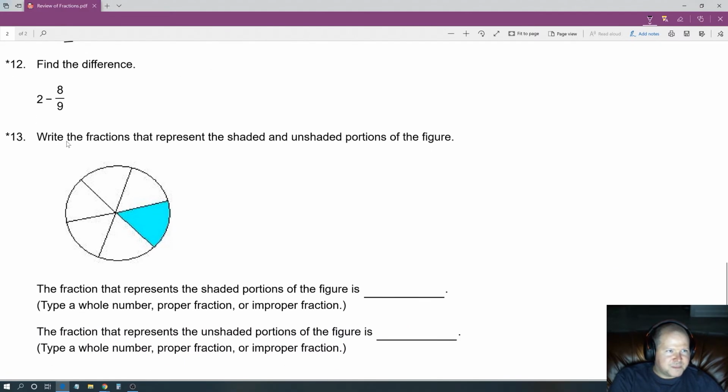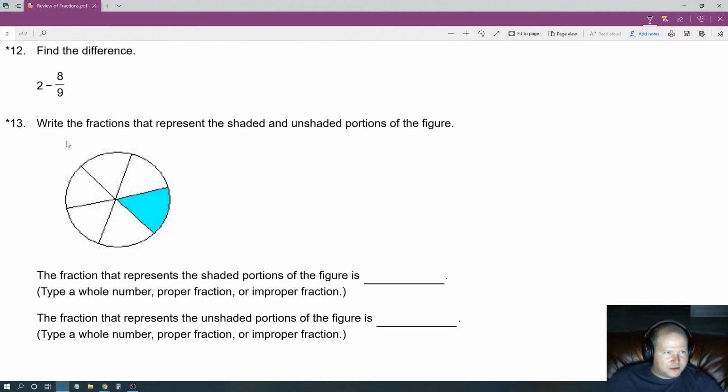Find the difference. Something to always remember is all whole numbers are understood to be over 1. So really all they're saying is 2 over 1 minus 8 over 9. So your question is, what's the least common multiple, or the least common denominator, because we're in the denominator in this case, of 1 and 9. Well, it turns out that the least common multiple of 1 and 9 is 9, because multiples of 1 are just 1, 2, 3, 4, 5, 6, 7, 8, 9, and so on. So the least common multiple is 9.